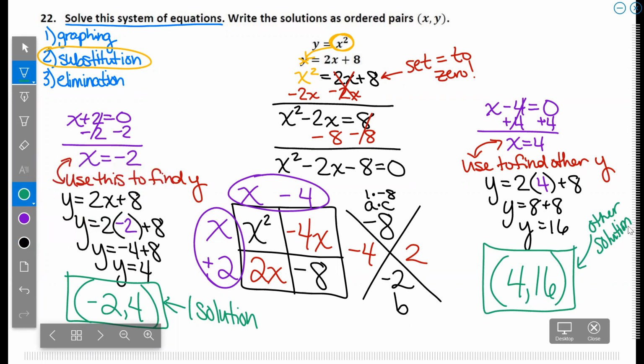So far, so good? All right, snap a picture of it if you need to. Then we're going to flip back to the very beginning of the packet. Very first page.